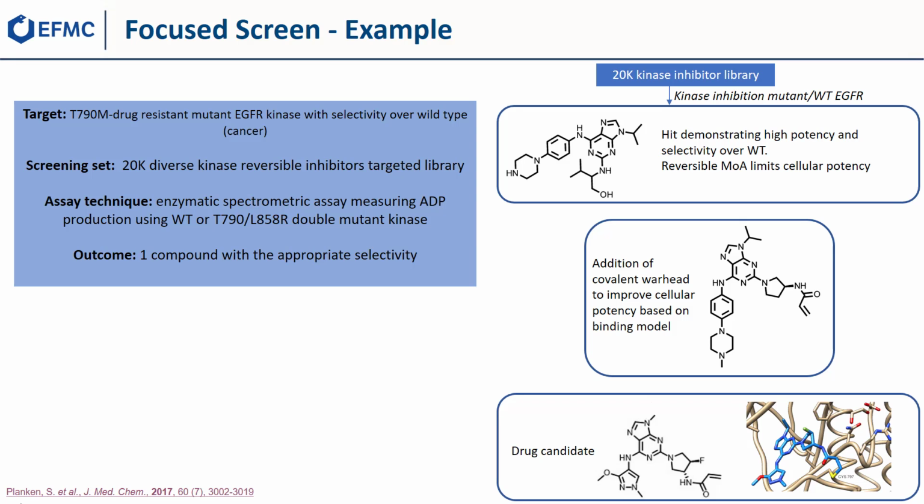They could further elaborate this compound into the drug candidate, which is shown at the bottom. So I think this is a really nice story because only by screening 20,000 compounds, they could actually find a hit that they could turn into a drug candidate. And it shows you that for targets where we have a lot of knowledge, and kinases are of course a great example, we can actually, by just screening a few compounds, find very interesting starting points.